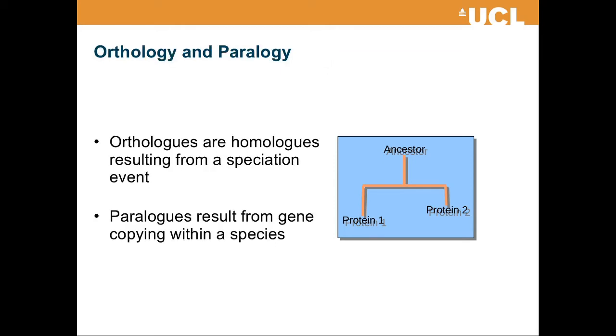Now, orthologs are homologs that have resulted from a speciation event. So, for example, hemoglobin in humans compared with hemoglobin in mice. Paralogs, on the other hand, result from gene copying within a species. So, for example, hemoglobin and myoglobin, which are similar to one another in function and structure, have some sequence similarity, but have slightly different functions. They both bind oxygen, but one's for storage, one's for transport.